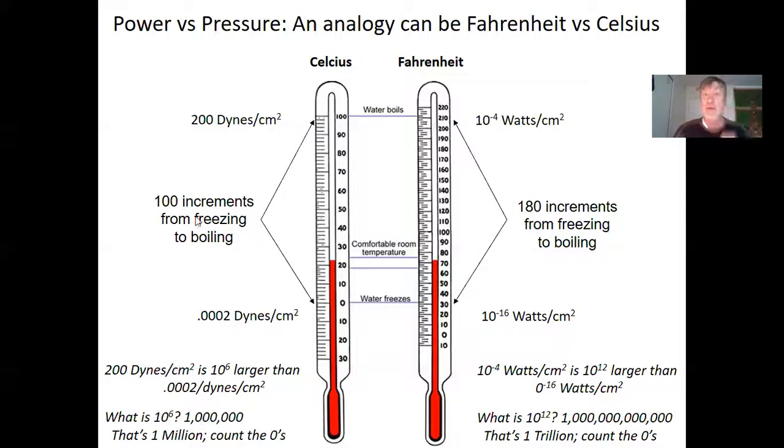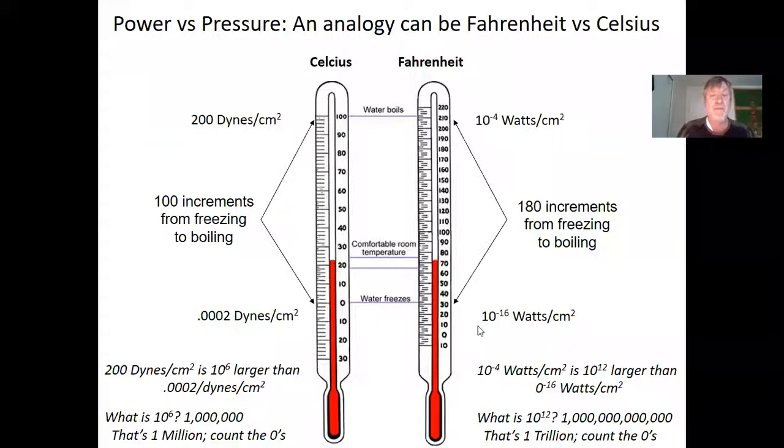So the real range didn't change, my fine feathered friends. The range between the softest it took to hear and the loudest it took to tolerate, that didn't change. It's just the thermometer used to measure that range. One was power, one was pressure.